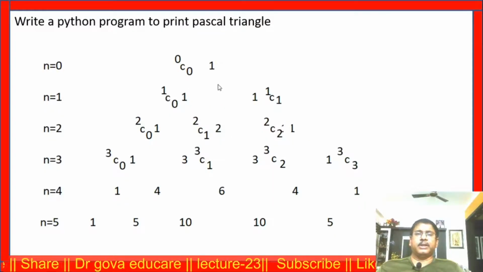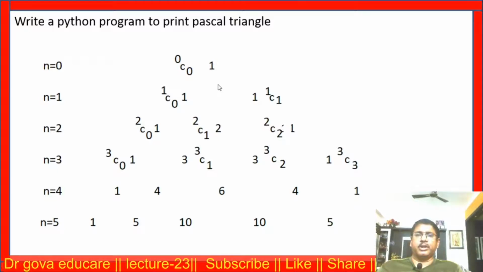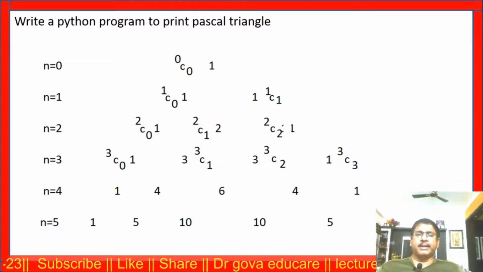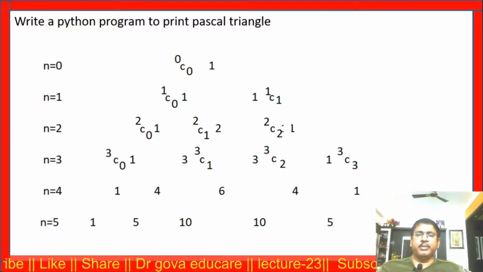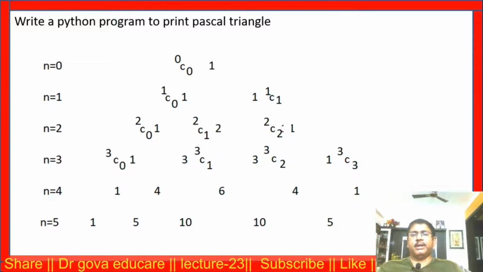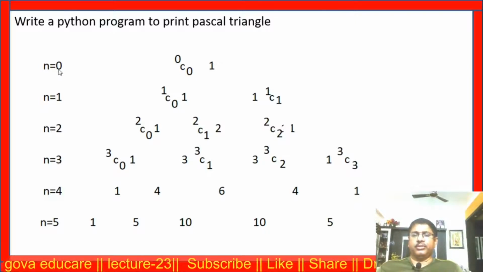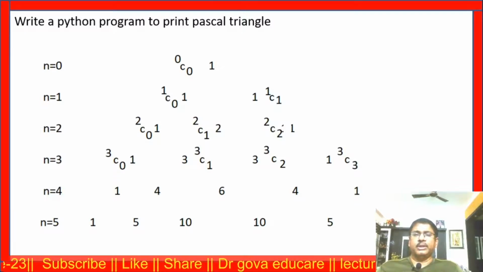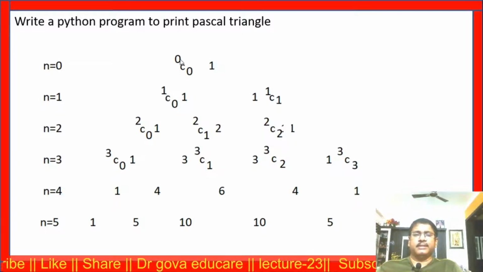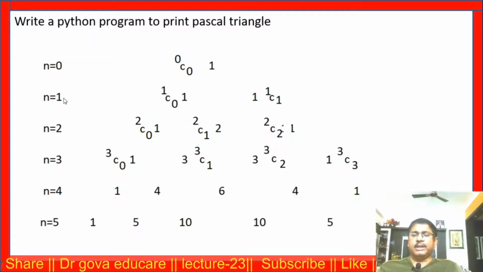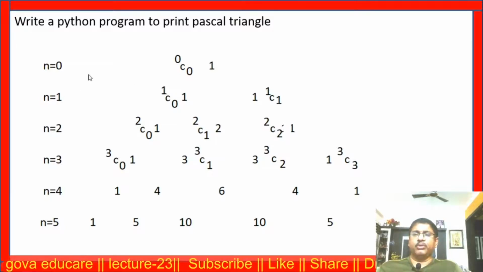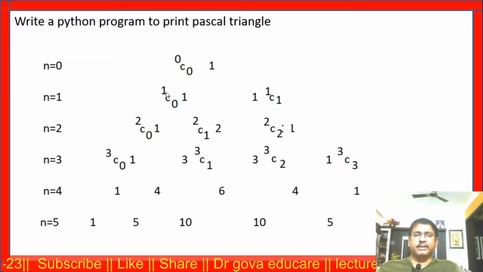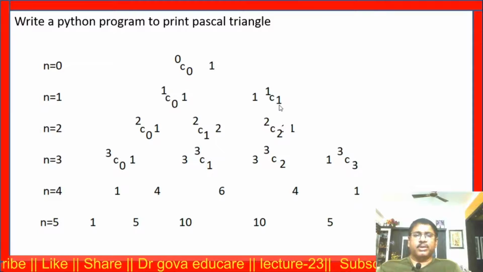Now another program: write a Python program to print Pascal triangle. The Pascal triangle is a triangle whose elements are binomial coefficients. Now here n is equal to 0, that is x plus y whole power 0 is 1, that is 0C0. N equal to 1 means x plus y whole power 1, x coefficient is 1, y coefficient is 1, that is 1C0, 1C1.